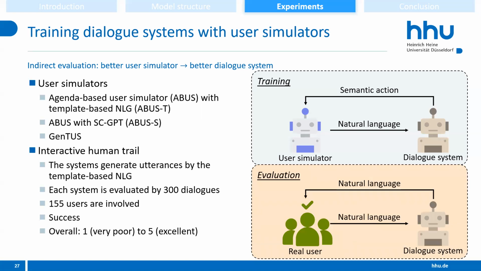Then we conduct an interactive human trial to evaluate these different dialogue systems. The dialogue system generates utterances by template-based NLG, and each system is evaluated by 300 dialogues. 155 users are involved, and the systems are evaluated by success rate and overall rating.